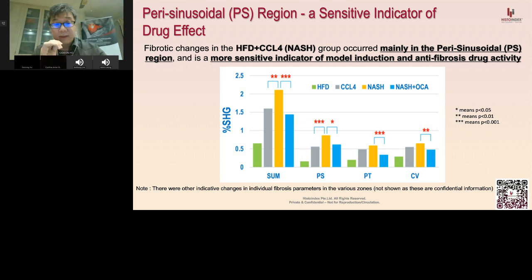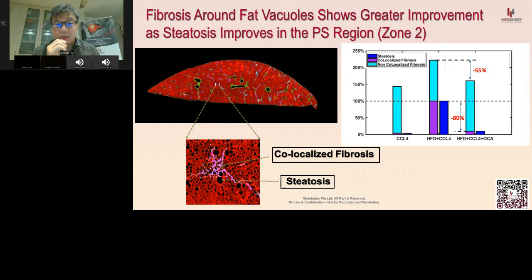So if you dive deeper into this parasinusoidal, or what we call the PS region, to find out more, looking at this slide here, this is an SHG TPE image, in red and green, that we acquire from the Genesis imaging of a mouse liver tissue. First, allow me to explain some new terminology. Other than quantifying the morphometric parameters, we also segment and quantify those collagen fibers that are around the fat vacuoles, that we label as co-localized fibrosis. So these are collagen fibers that intermingle with the fat vacuoles. We call them co-localized fibrosis.